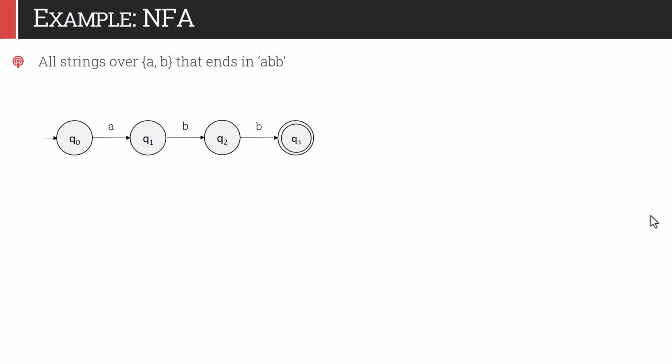Now the string is ending in ABB, which means it can start with anything. So if we simply put an arc of A and B here, we can produce all the possible combinations of A and B, and then to end it we have to read A, B, B, and only then can we go to the final state. So this is the desired NFA.